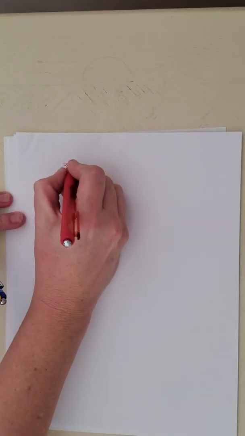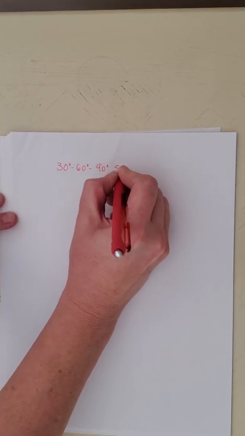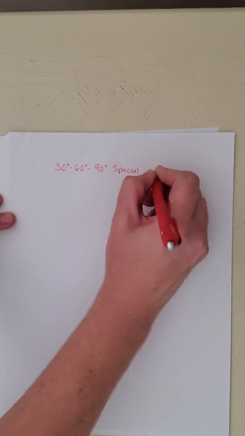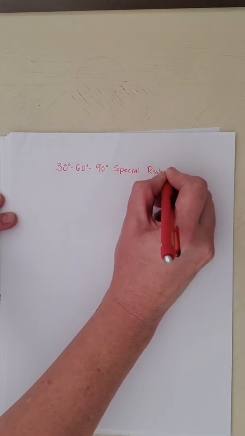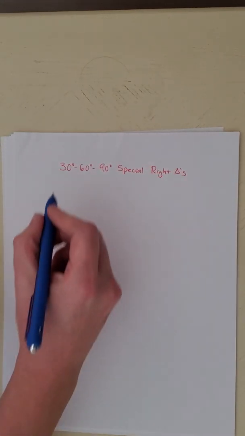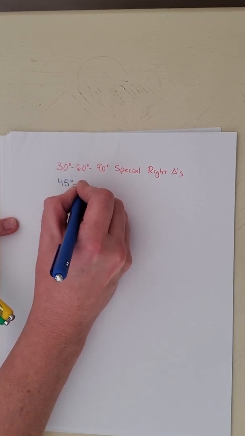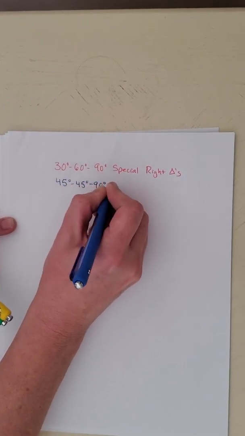23-2, and these are 30, 60, 90 special right triangles. All right, 30, 60, 90 special right triangles. So again, we have two pairs of special right triangles. We have 30, 60, 90s, and we also have 45, 45, 90 triangles.